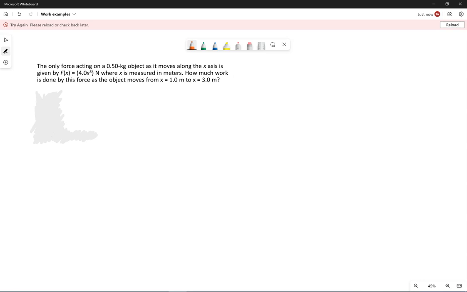All right, so we have another problem here. Ignore my scribble grays to the left. I have this originally as a multiple choice question, but I just want to solve it and walk you through it. So we have the only force acting on a 0.5 kilogram object as it moves along the x-axis.